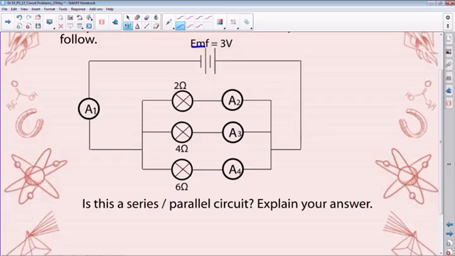I'll give you a minute to try that, and then maybe we can do a feedback and highlight one or two key things before we delve deeper into the calculations regarding this contextual problem. Right, let's go for it.